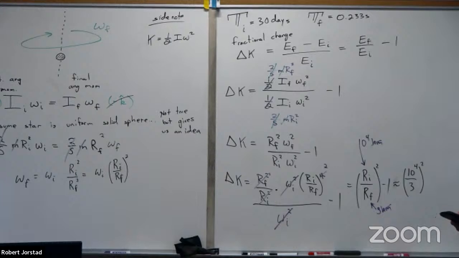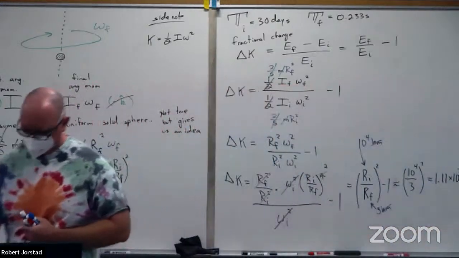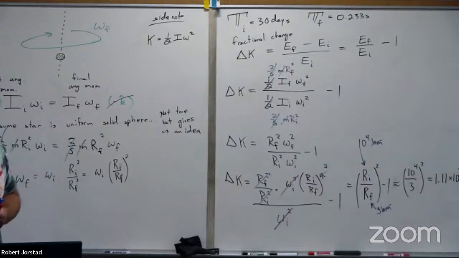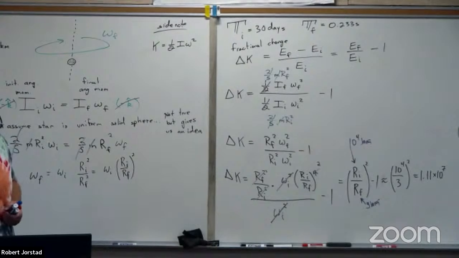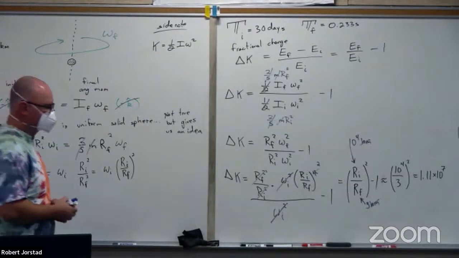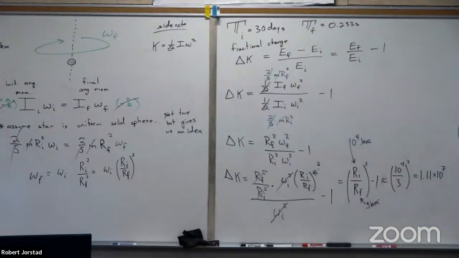Divided by 3, x squared. It's basically 1 times 10 to the 11, or 1 point. I know I'm off the Zoom. I'll fix it in just a second. There we go. So notice the energy goes way up by about a factor of 11 million.